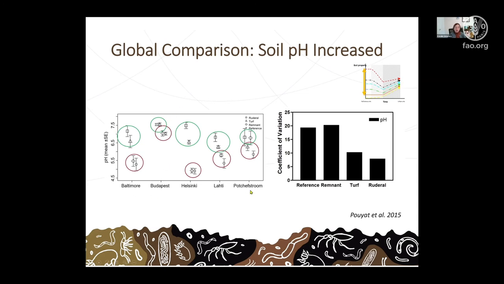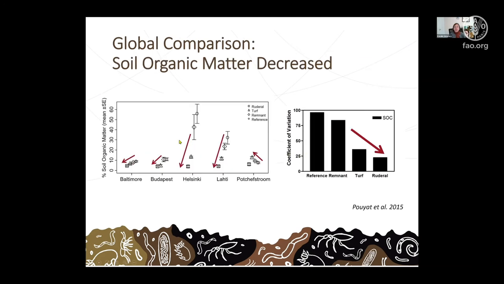So for soil pH, we have the five cities here. The red circles are the more natural sites, remnant and reference. The green circles are the more human-created habitats, turf and very disturbed soil. What we see is that regardless of the initial values, pH is increasing along this gradient, and the coefficient of variation is decreasing, indicating convergence. Similarly, the same thing for soil organic matter. Even though the natural conditions are very different, the trends are essentially the same, with the exception of South Africa. There the natural system is a grassland, which naturally had a very low soil organic matter content. So again, we saw convergence in this case.